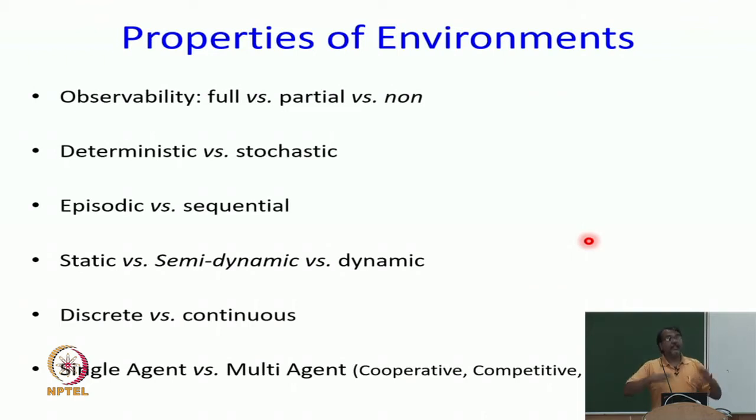Then the environment is deterministic or stochastic. Now, this is self explanatory. When I take an action, I know exactly what is going to happen, that is a deterministic world. When I take an action, different things can happen with different probabilities, that is a stochastic world.